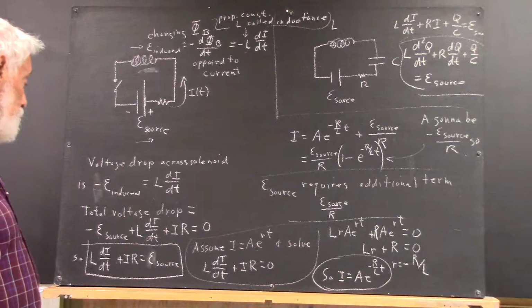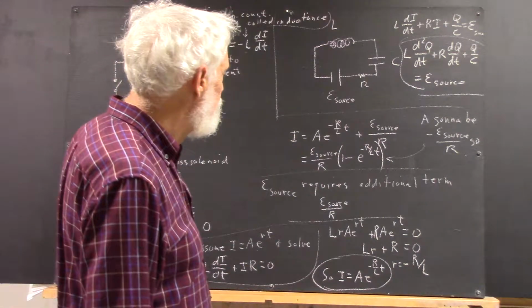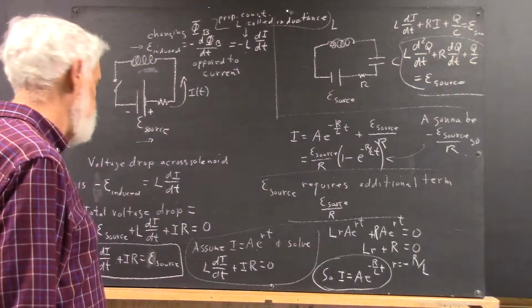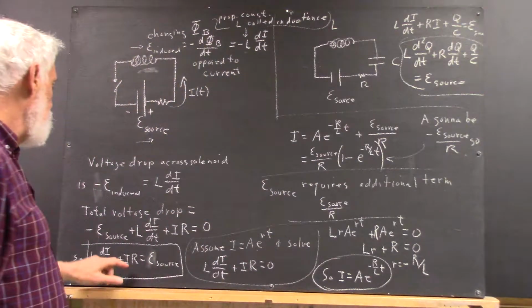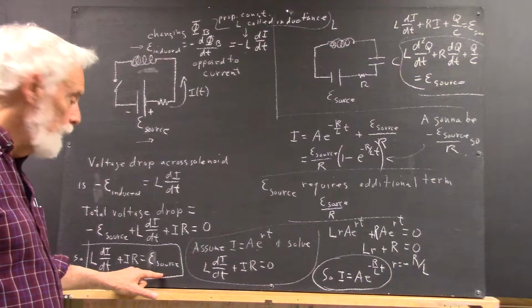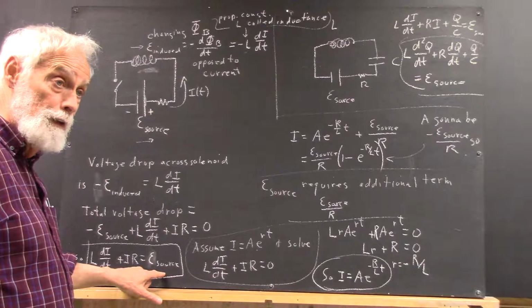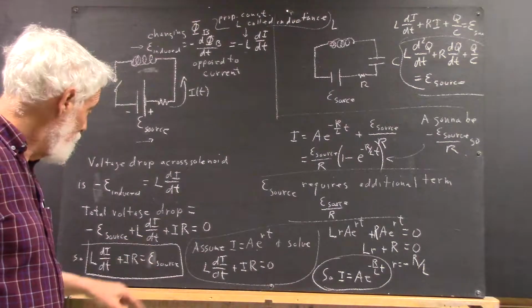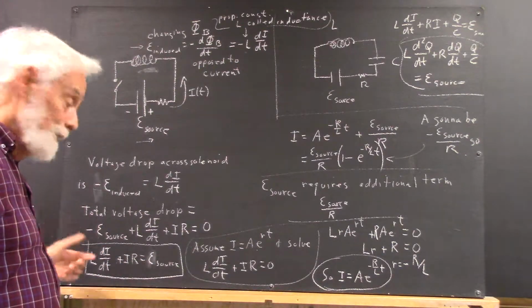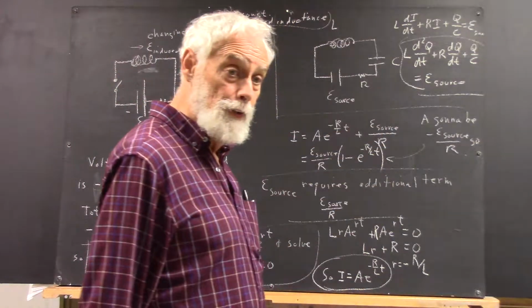Well, it turns out that there's a very easy I that you can use. Just let I equal the EMF of the source divided by R, then this term gives you EMF of the source divided by R. And if the EMF of the source is constant, then the derivative of that I is going to be 0, because I is going to be a constant. And you end up with I equals EMF of the source divided by R.